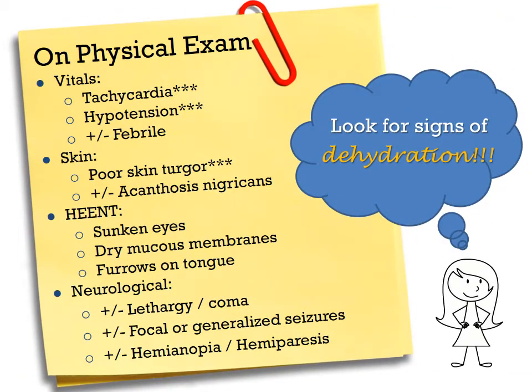When assessing a patient with HHS, there are a number of possible signs, but these may or may not be present. The key thing to notice is signs of dehydration. In other words, with vitals you might find that the patient is tachycardic, hypotensive, and the patient may have poor skin turgor.